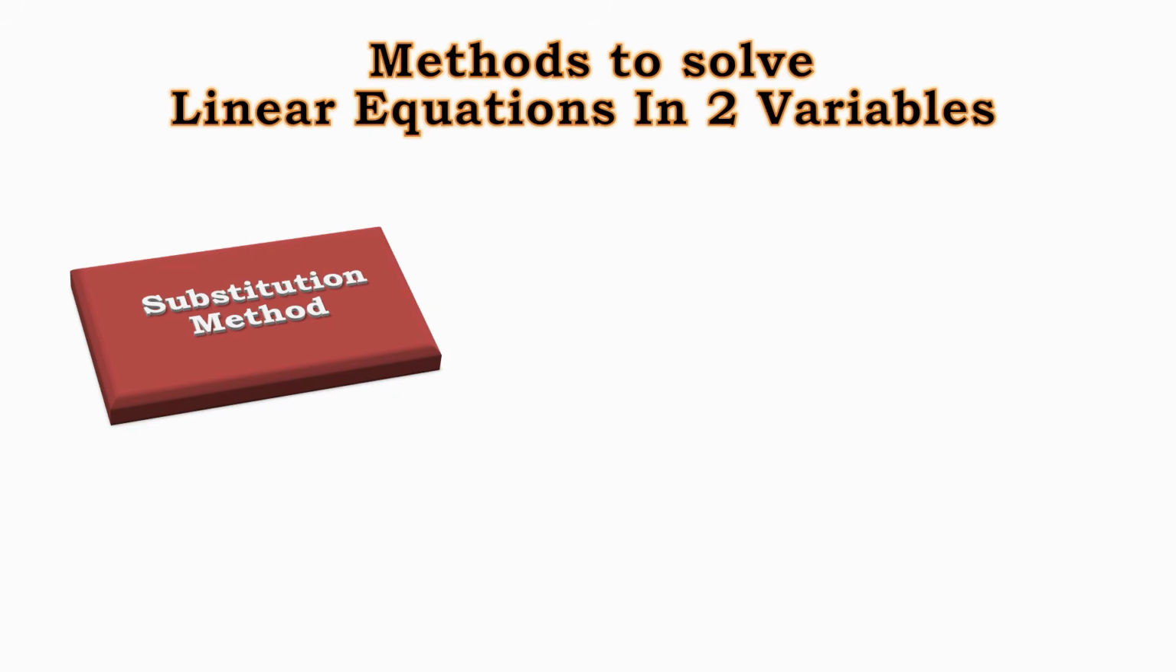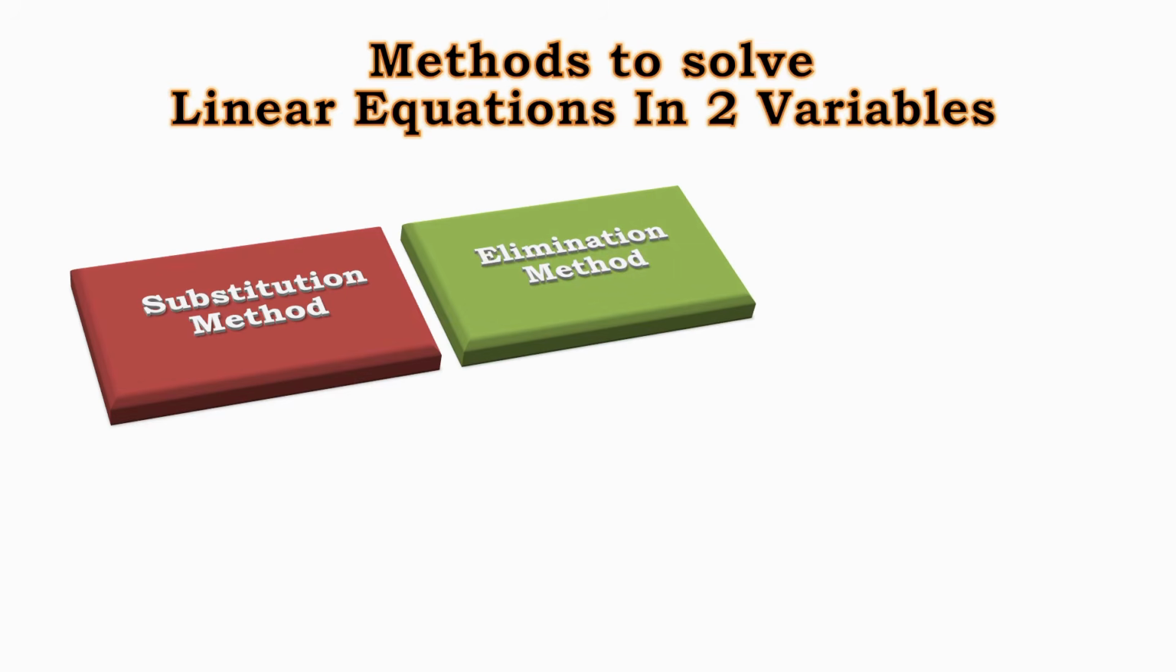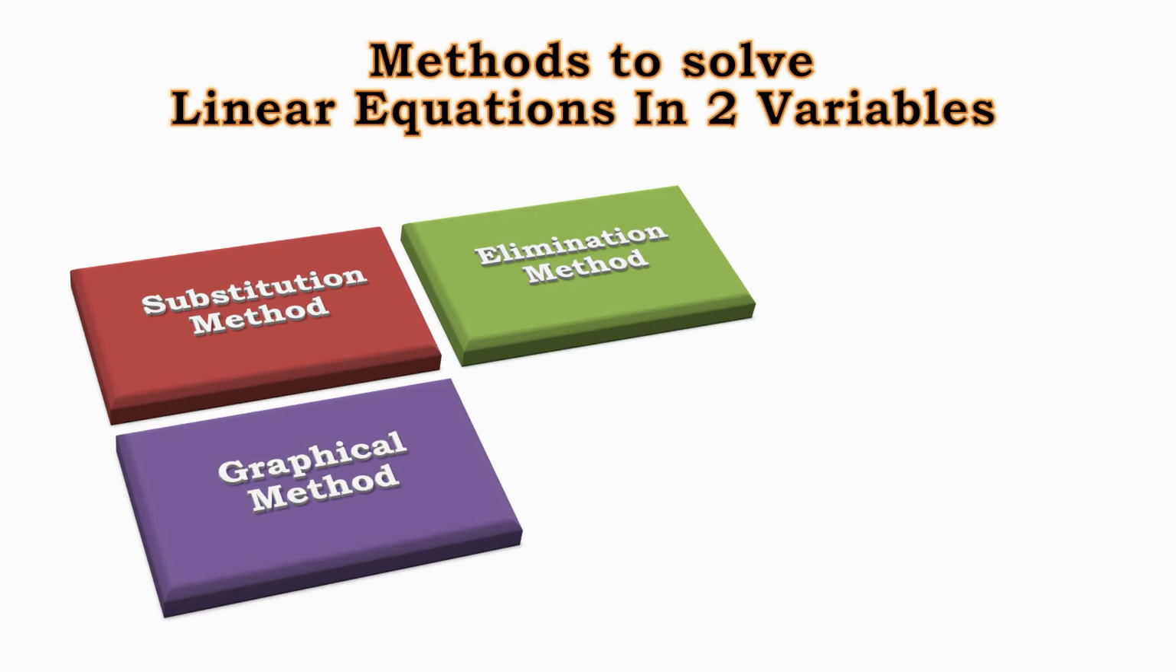The second method is the elimination method. In this method, we eliminate one variable by adding or subtracting the two equations. This helps us find the value of the remaining variable easily. The third method is the graphical method. In this method, we draw the graphs of both equations on a coordinate plane. The point where the two lines intersect gives us the solution of the pair of equations.